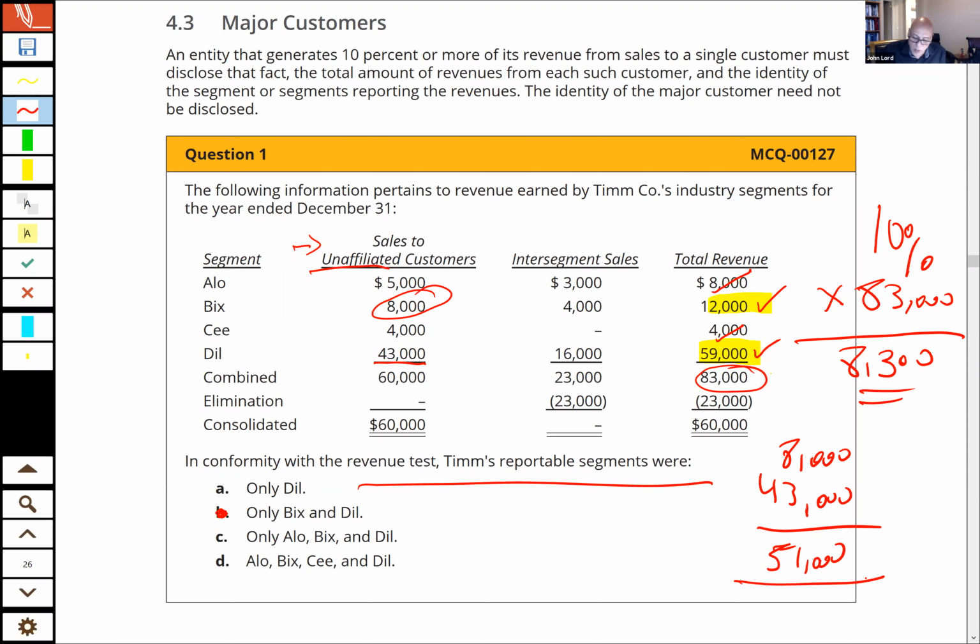I take 51,000, I divide it by what? 60,000 consolidated revenue, and I get 85%. So you met the 75%. Good. I meant the 75% threshold. I'm good. I don't have to start adding segments to try to throw me over the 75%. Thank God.